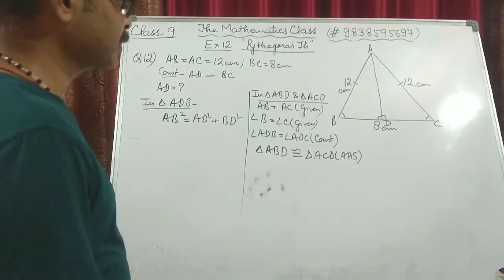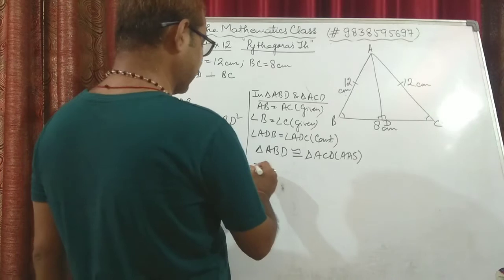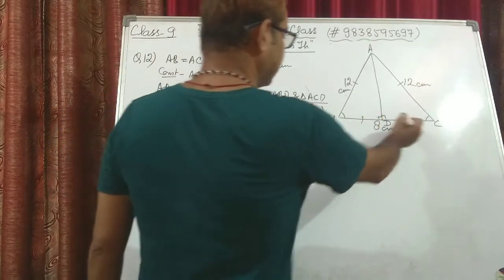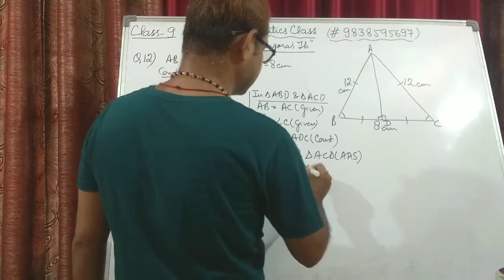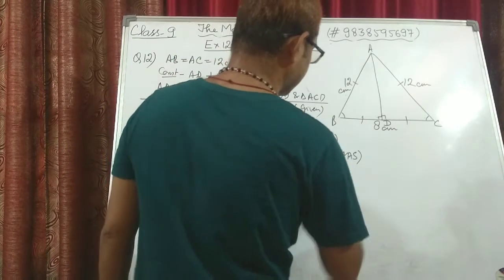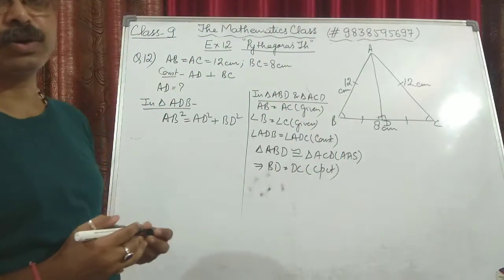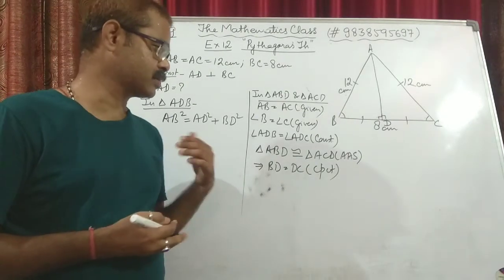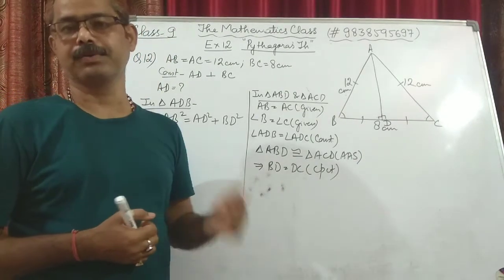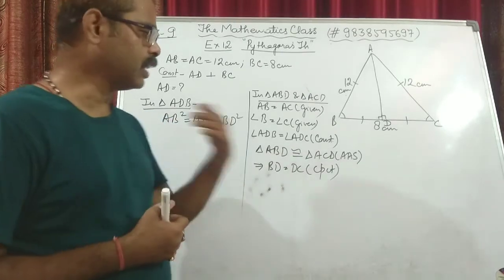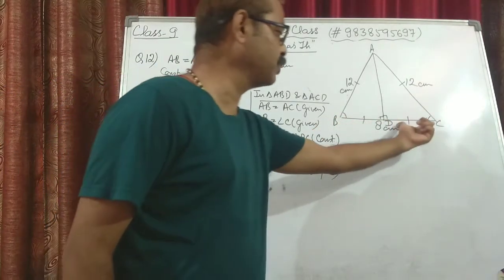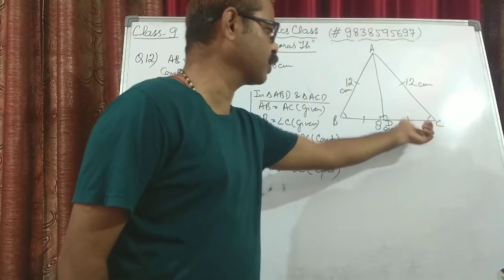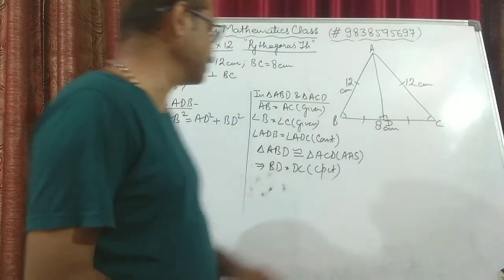Now if the triangles are congruent, it implies that BD and DC are also equal. BD is equal to DC by CPCT. We know that if two triangles are congruent, then all the six elements of one triangle are equal to the corresponding six elements of the other triangle. So according to that reason, BD, this small part, is equal to DC, this small part. It means D is the midpoint of BC.